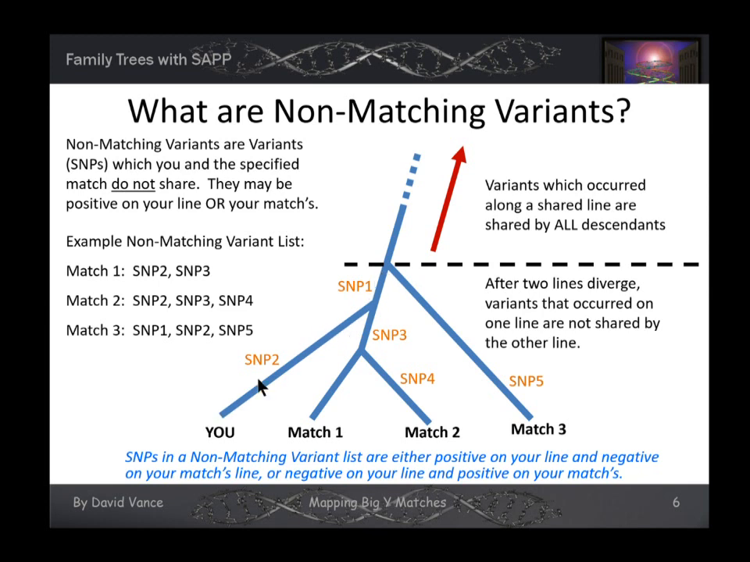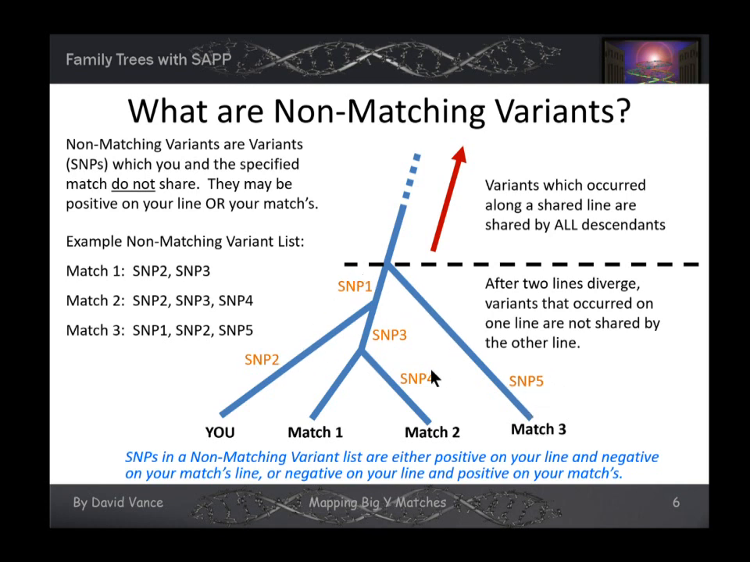So along any two lines, the non-matching variants are the variants that have occurred on either line after the common ancestor. So in this case, I have SNP1. I've just named them SNP 1, 2, 3, 4, 5 for convenience. SNP1 has occurred on the line after match 3 has branched off. So match 3 is not positive for SNP1. SNP5, on the other hand, has occurred along match 3's line. So only match 3 is positive for SNP5, and so on.